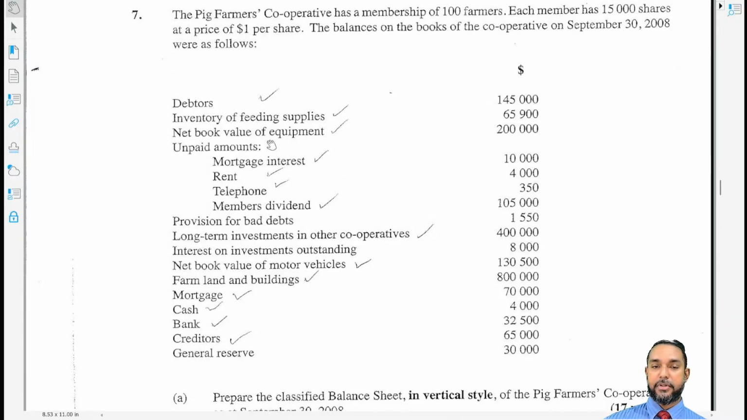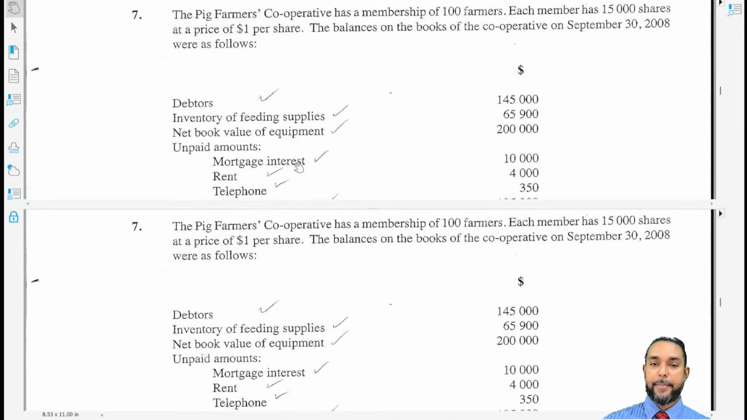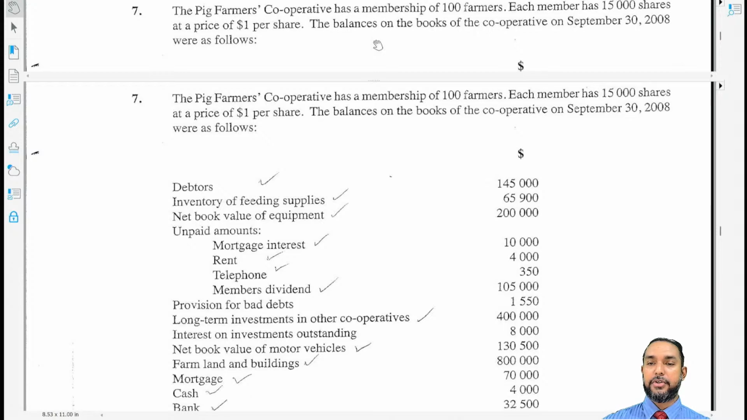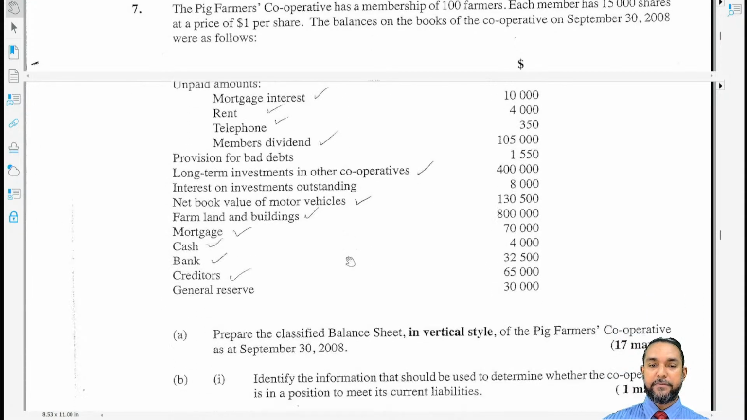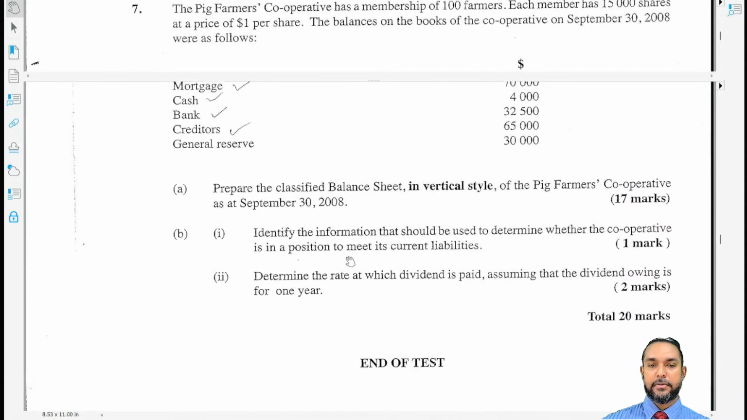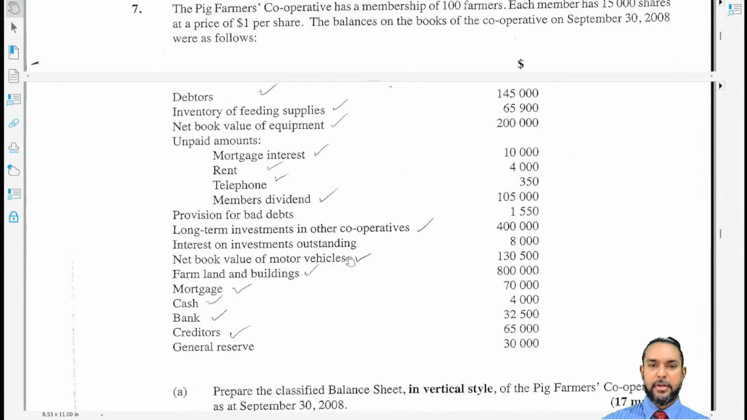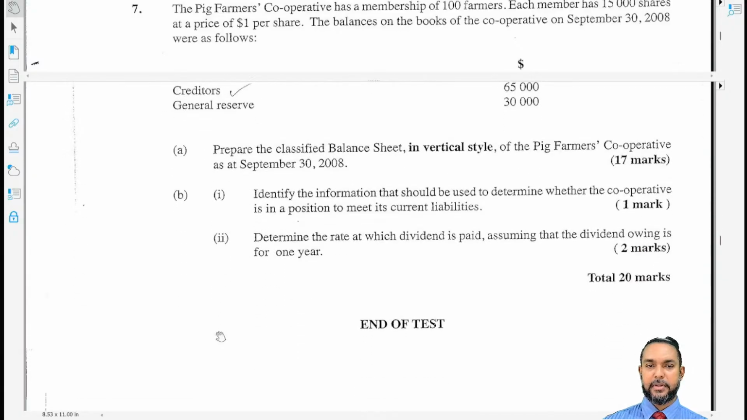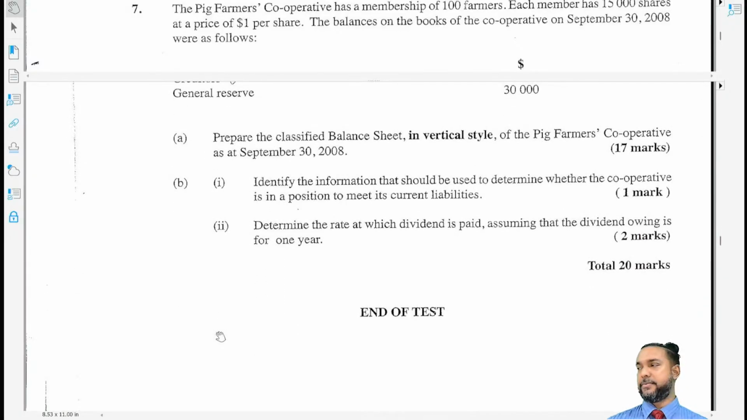So debtors, inventory, okay, what are we interested in? We are interested in what goes in the share capital and reserve section, right? So the opening paragraph there gives us the information regarding the share capital. Now the reserves: debtors, inventory, net book value, unpaid amounts, provision for bad debts, long-term investments, interest, net book value, mortgage, cash bank, so general reserve, that's it. Have no unappropriated profits. This almost seems not worth doing. Yeah, this is not worth doing.